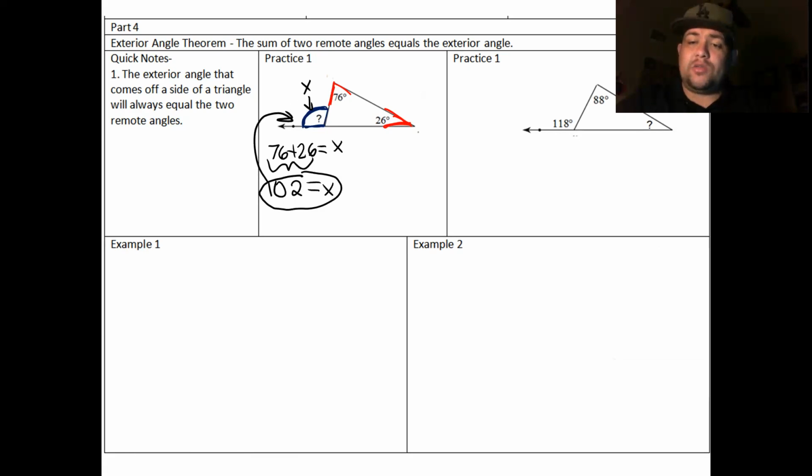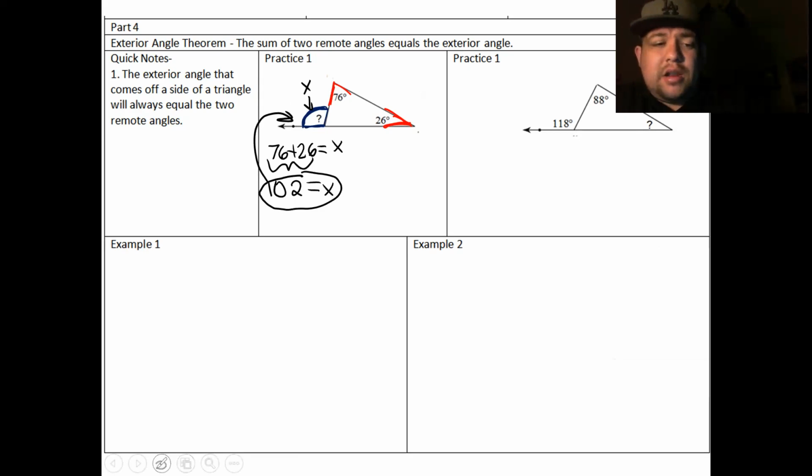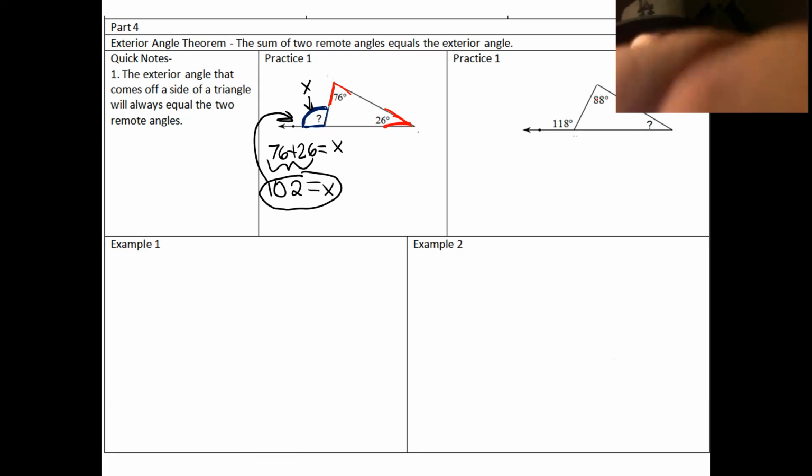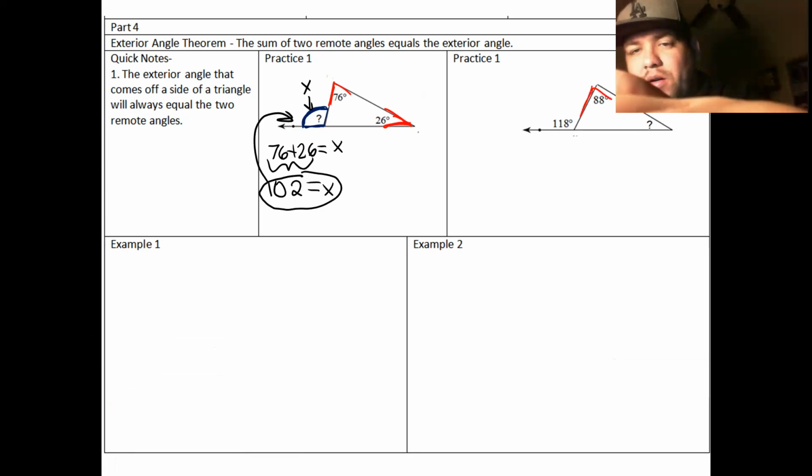Looking at the next one, I'm sorry if you couldn't see it, but we're going to go ahead and look at the portion of this. Again, we have the interior remote angles.